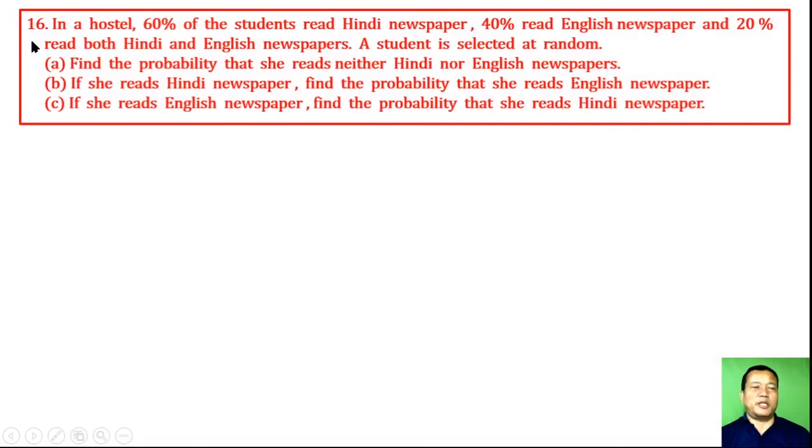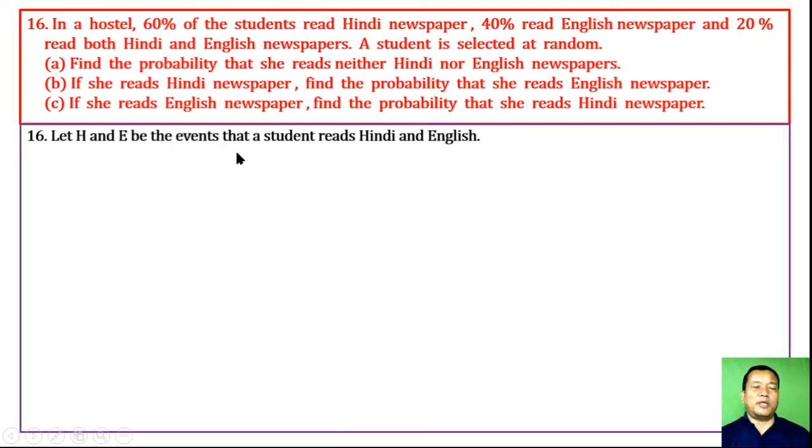For question number 16, in a hostel, 60% of the students read Hindi newspaper, 40% read English newspaper, and 20% read both Hindi and English newspapers. A student is selected at random. Find the probability that she reads neither Hindi nor English newspapers. If she reads Hindi newspaper, find the probability that she reads English newspaper. If she reads English newspaper, find the probability that she reads Hindi newspaper. For first one, find the probability that she reads neither Hindi nor English newspaper.